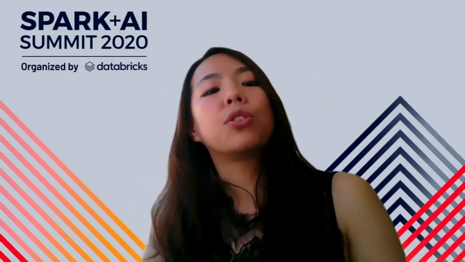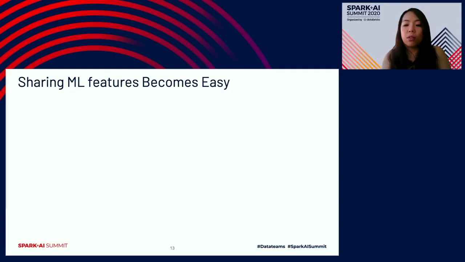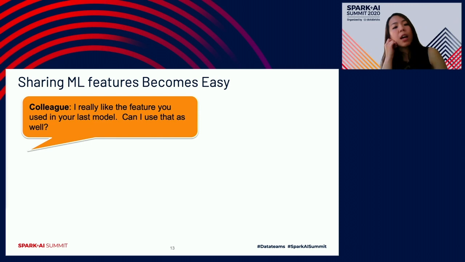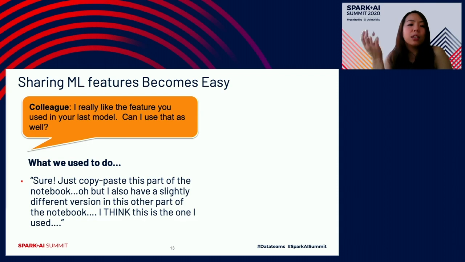So now sharing machine learning features also becomes a lot easier. One of the common scenarios is that a colleague will come over and ask me, oh, I really like the feature you used in your last model. Can I use that as well? And what we used to do is just copy paste this part of the notebook, but well, I have a slightly different version in this other part of the notebook. I think I might have used this one.